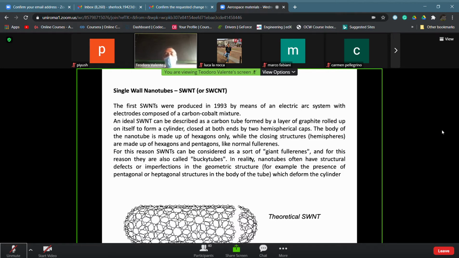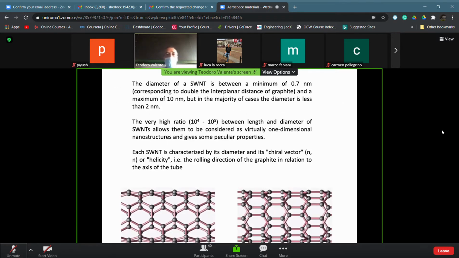In reality, for what we are able to produce, nanotubes often have some defects in terms of ordered arrangement or imperfections in the geometric structure. For example, sometimes there are pentagonal or heptagonal structures in the walls of the cylinder, not only at the ends in the half fullerenes, which deform the cylinder and which are very important for the final properties of this very small object.